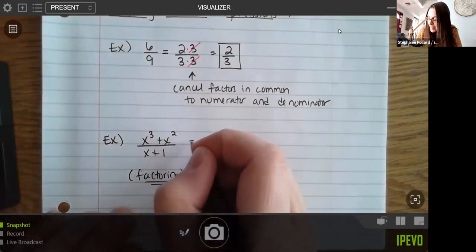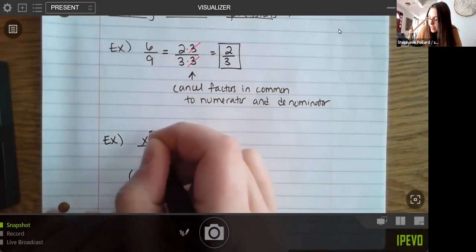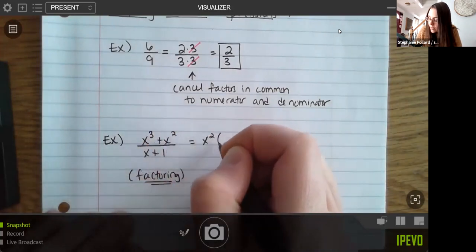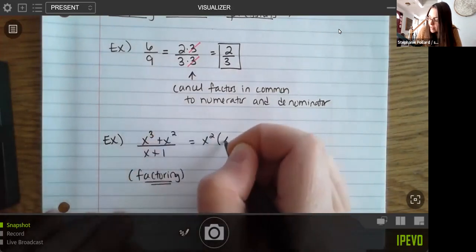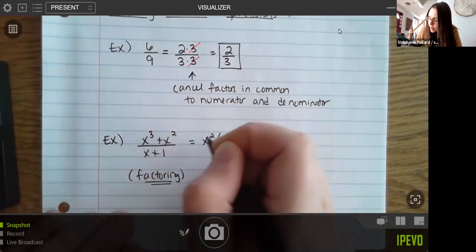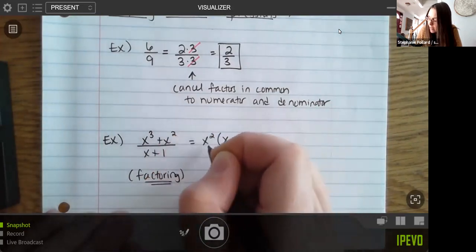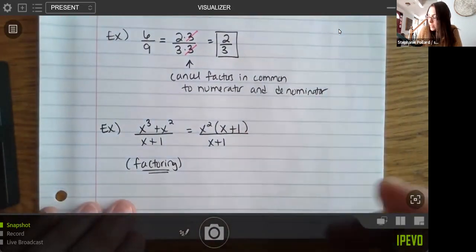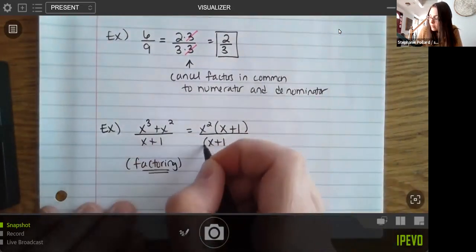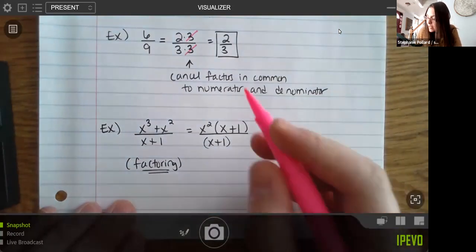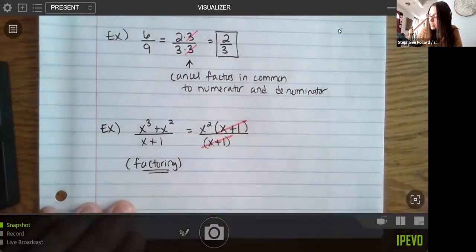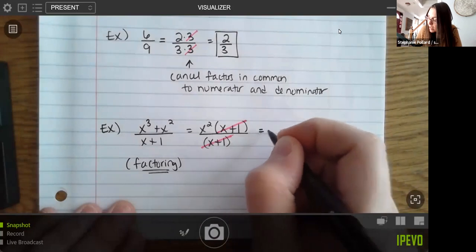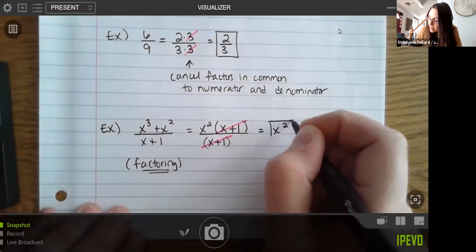For this one here, I can take an x squared out of my numerator. It does have a GCF. So if I take an x squared out of x cubed, I have an x left. And if I take an x squared out of here, I have a 1 left. And then in the denominator, I also have an x plus 1. Now, this is one factor that stays together as a group. So what happens is the x plus 1 factor can cancel in both cases. And we can simplify this to just x squared.